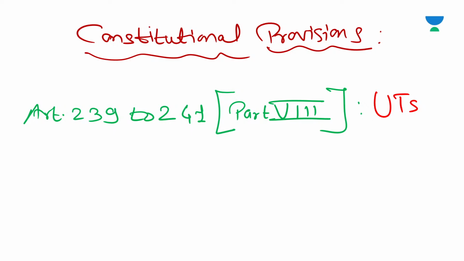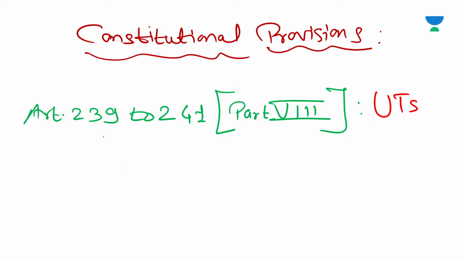दोस्तों यहाँ पे एक बात याद रखनी है, हमारे संविधान में आर्टिकल 239 टू 241 पार्ट 8 में ये जो आर्टिकल्स है, these deal with the union territories, but there is no uniformity in their administrative setup. Now, the original Constitution under Article 239 provided for the administration of union territories directly by the President through administrators.